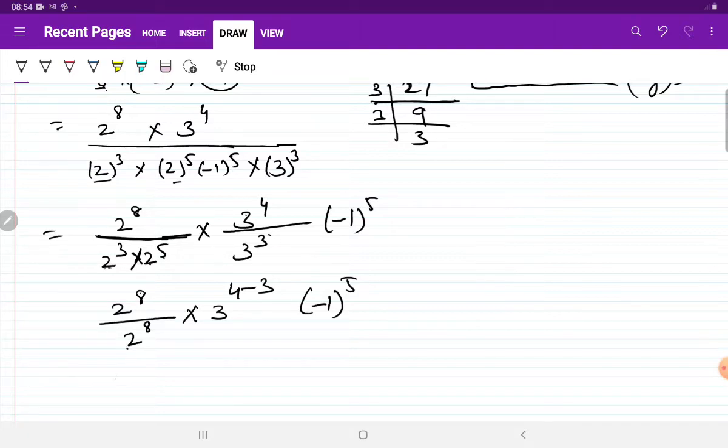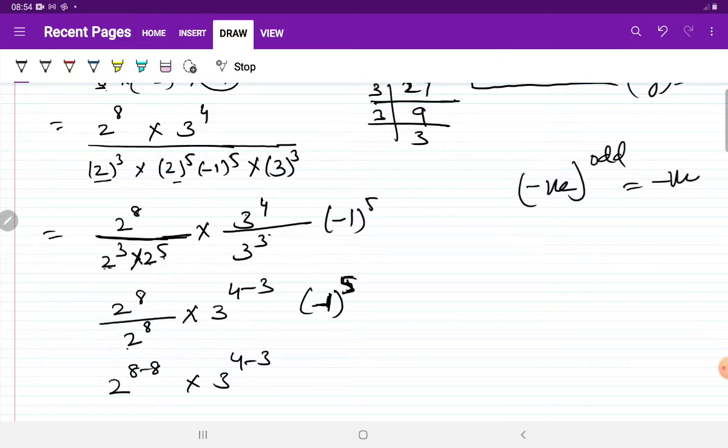Powers will subtract. So 2 raised to power 8 minus 8. Here is 3 raised to power 4 minus 3. And what is my result here? Minus 1 raised to power 5. Minus 1, then power is odd number. If any negative number is in bracket and power is odd, we'll always get a negative result. If my negative number is there and power is even, I will get a positive result.